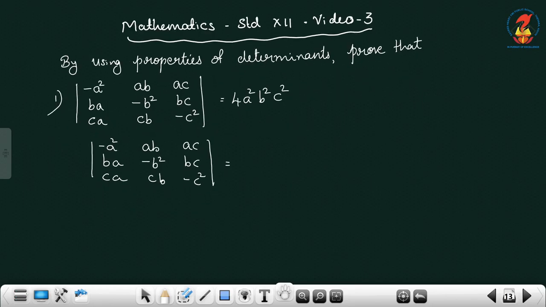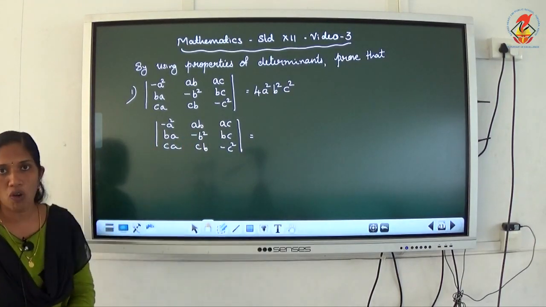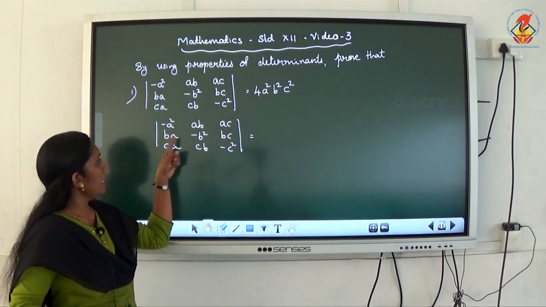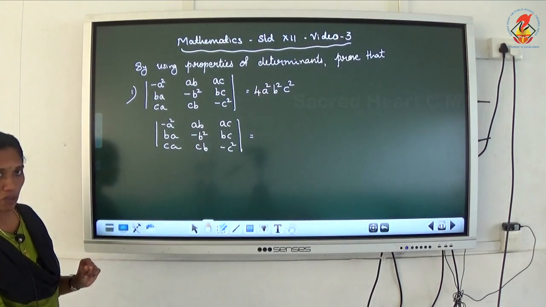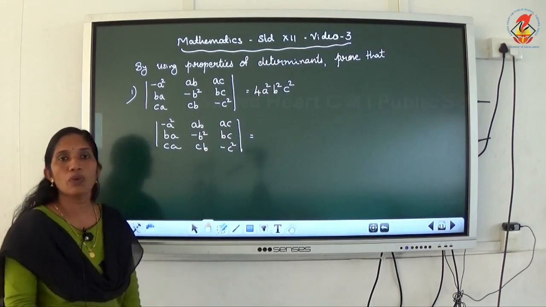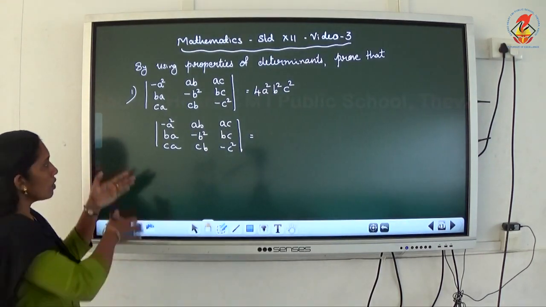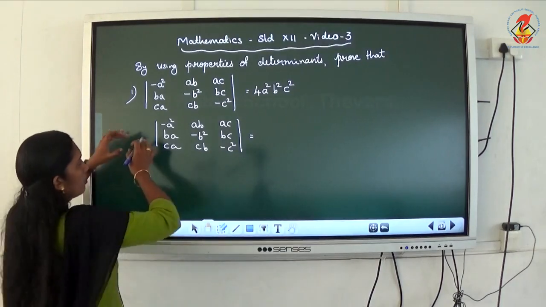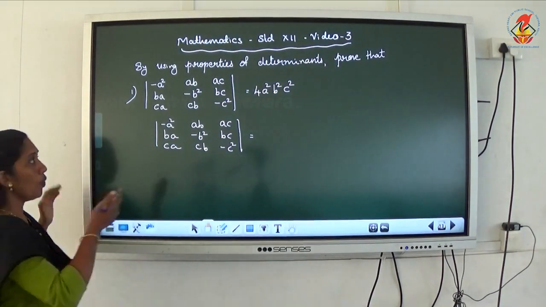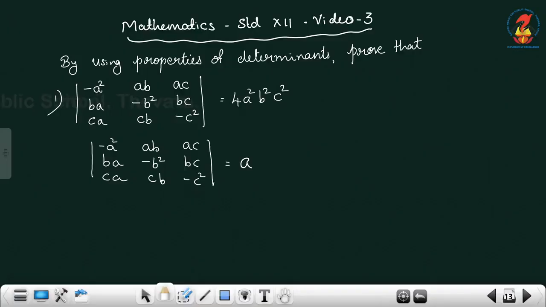So when we look at the first row, -a², ab, ac, a is common. Second row, ba, -b², bc, b is common. Third row, ca, cb, -c², c is common, or column wise also you can do. So from the first row, a we can take outside. Then from the second row, b we can take outside, and from the third row, c we can take outside. So a, b, c is outside of the determinant, or column wise you can take, no problem.